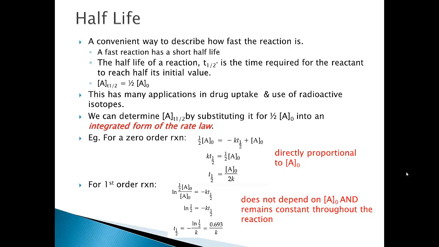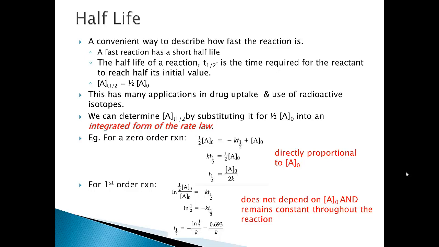We can determine the concentration of a reactant at its half-life by substituting half of the initial amount into an integrated form of the rate law. For a zero-order reaction, half of the initial amount of our reactant equals negative kT, where T is T1/2, our half-life, plus our initial concentration. And then we can just solve for T, which is going to be our T1/2.